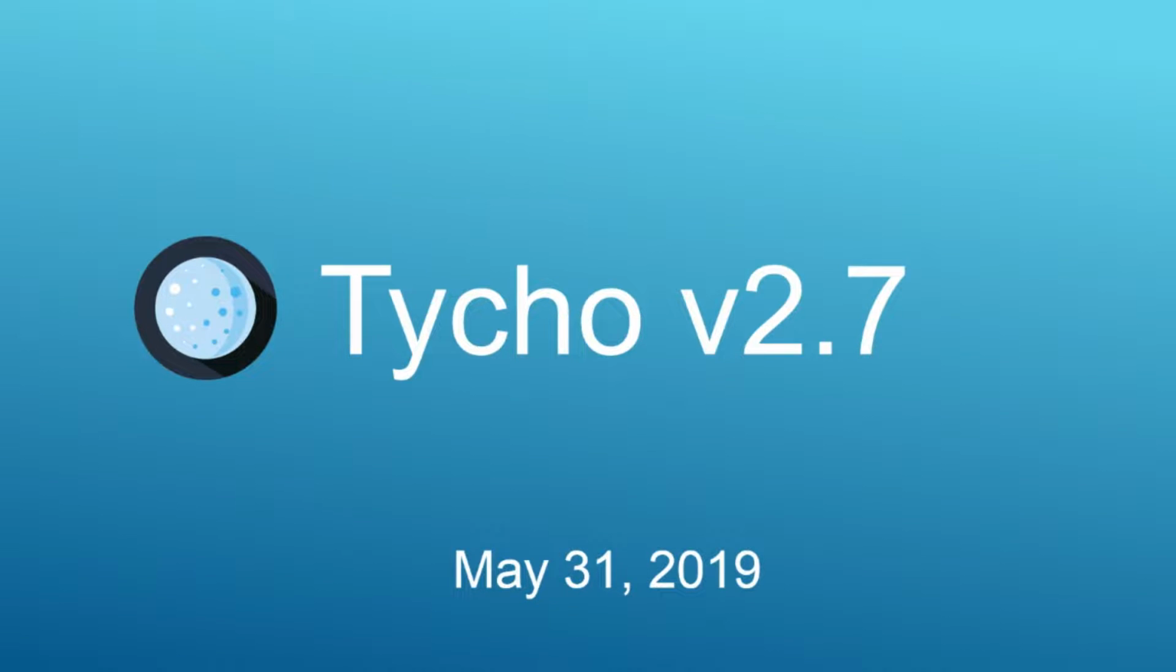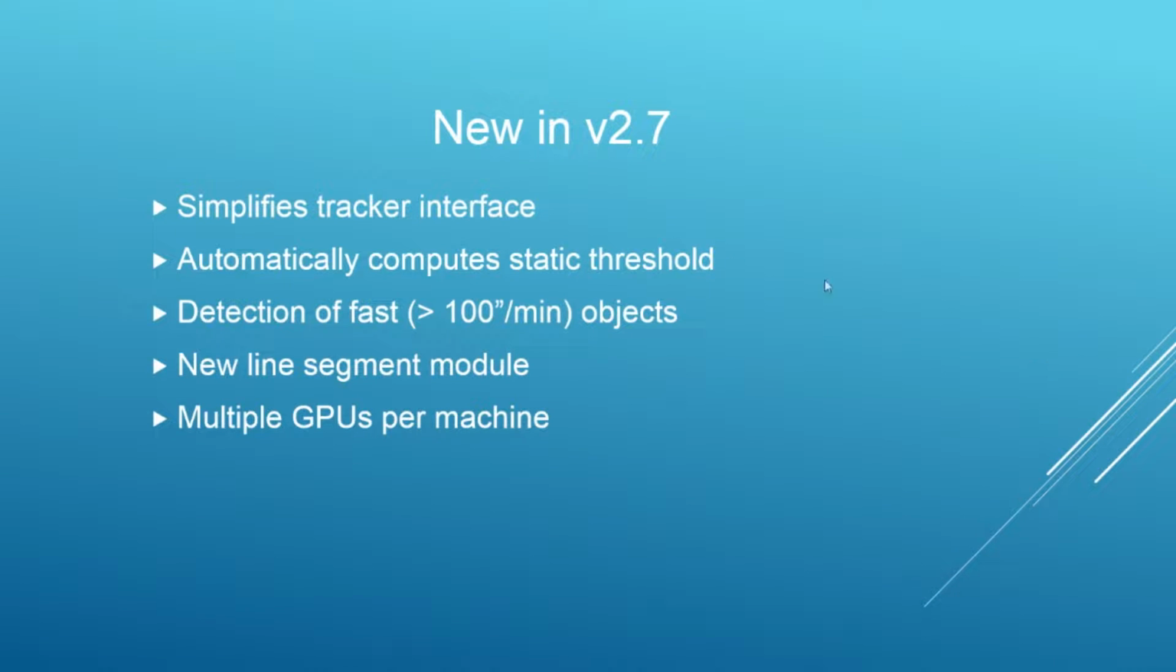Okay, so version 2.7 of the Tycho software was released a few days ago, and so I'm just now getting together a short video on what you can expect to find in this version, what kind of improvements you can expect to see. So to get started, this version has a much simplified interface for tracking objects.